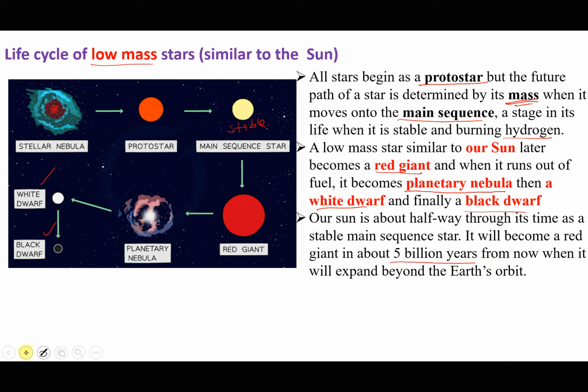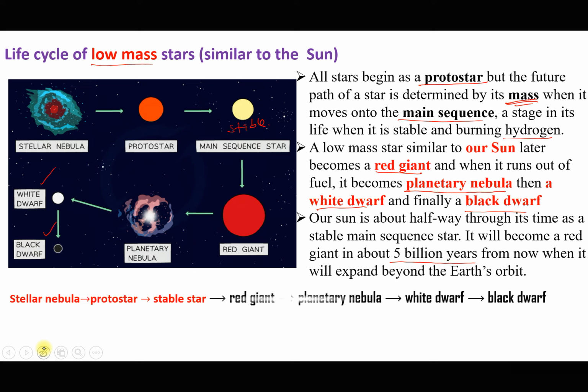So in summary, the major stages for the life cycle of a low mass star: we start with the stellar nebula or the interstellar nebula, or you can call it the molecular cloud, which collapses into a protostar. And when a protostar initiates fusion, it becomes a stable star or the main sequence star.